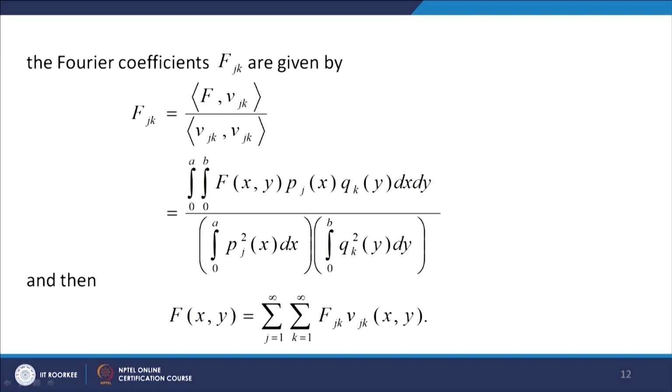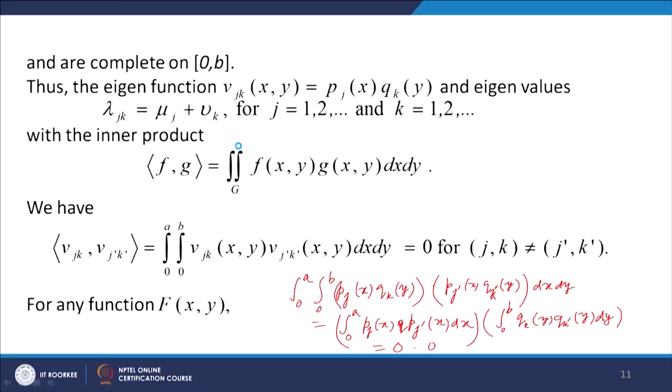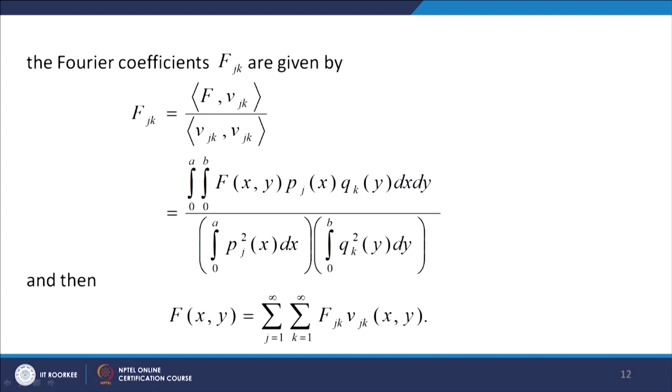And this b_jk is the inner product of b_jk with b_jk, and that we have already seen. So here, in place of j' k' we will write jk. So we will have the integral from 0 to a of p_j squared x dx, and the integral from 0 to b of q_k squared y dy. So this is what we have, and so then f(x,y) is given by sigma j equal to 1 to infinity, k equal to 1 to infinity, f_jk v_jk(x,y).